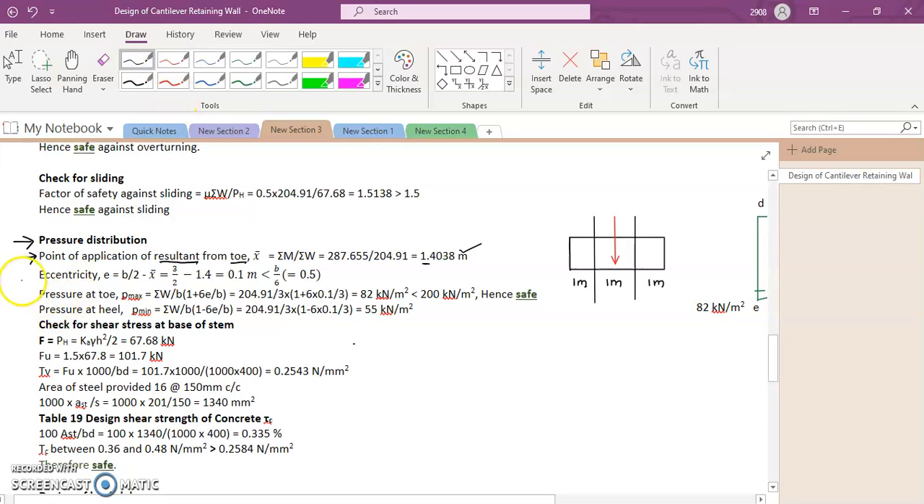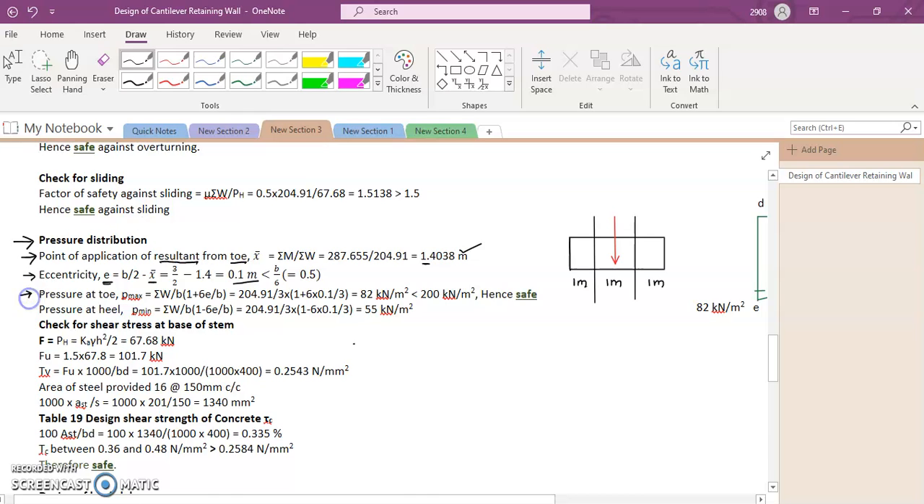So the eccentricity is calculated and it's denoted by e, and the eccentricity is nothing but the difference between the centroid of the base slab and the centroid of the resultant. So that works out to be 0.1 meter, which is less than B by 6.